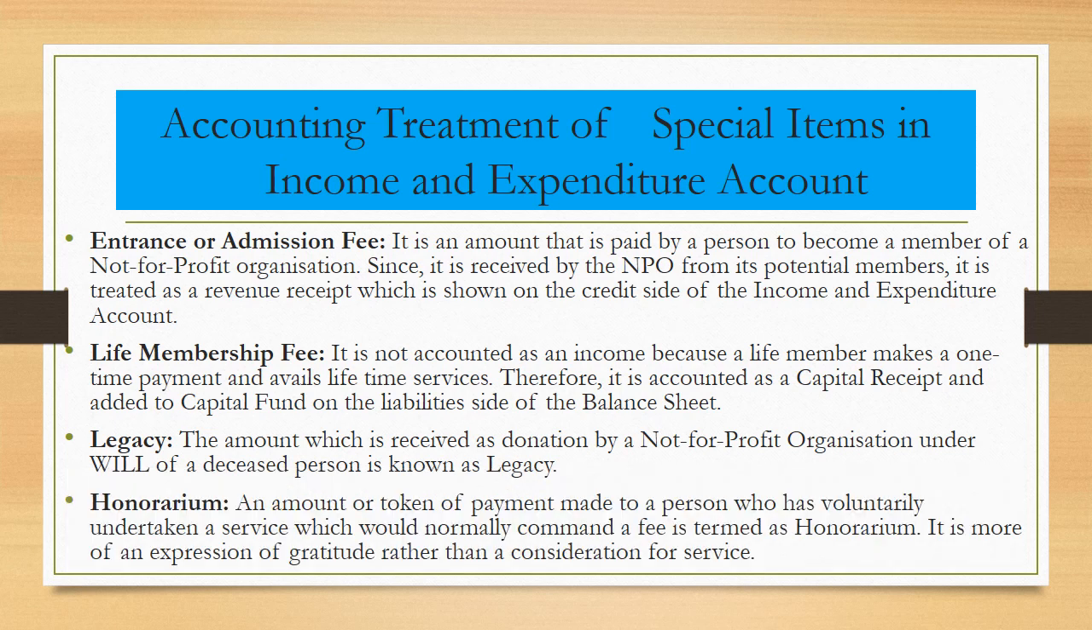Finally, the last thing, that is honorarium, an amount or token payment made to a person who has given his services voluntarily. Like सचिन तेंदुलकर किसी NGO के पास आता है, उसका actual remuneration होता है 50 लाख, but वो NGO के पास social welfare के लिए आया तो उसने सिर्फ 2 लाख charge किया, तो NGO ने जो 2 लाख उसे pay किया, that will be termed as honorarium. ये उसका actual payment नहीं है, ये उसका just part of payment है. That is known as honorarium, the amount which is given for giving honour to a special person for providing his services to NPO.